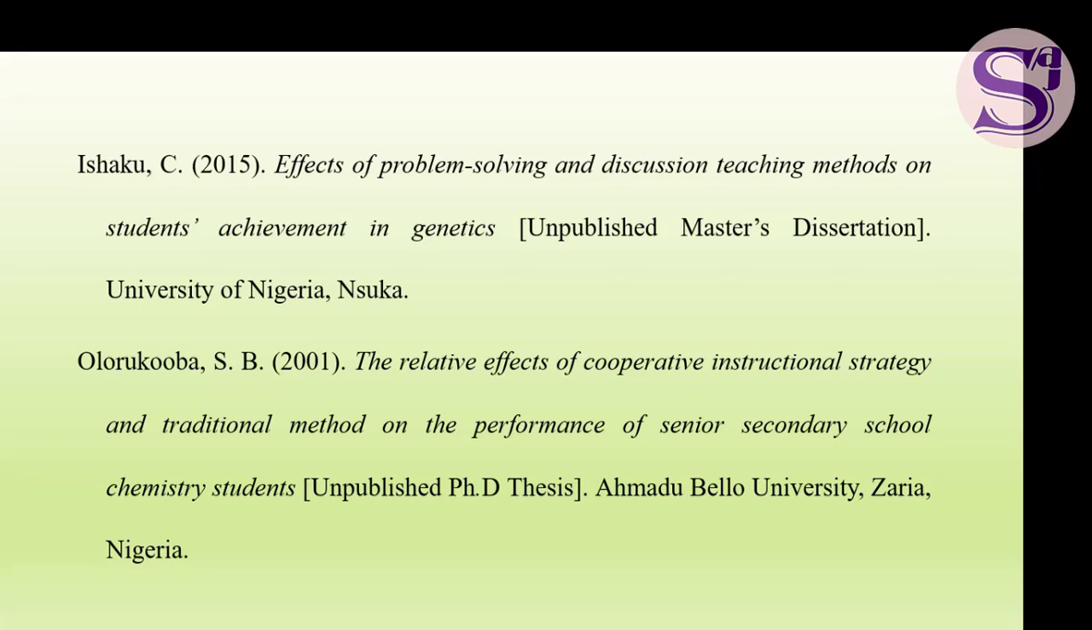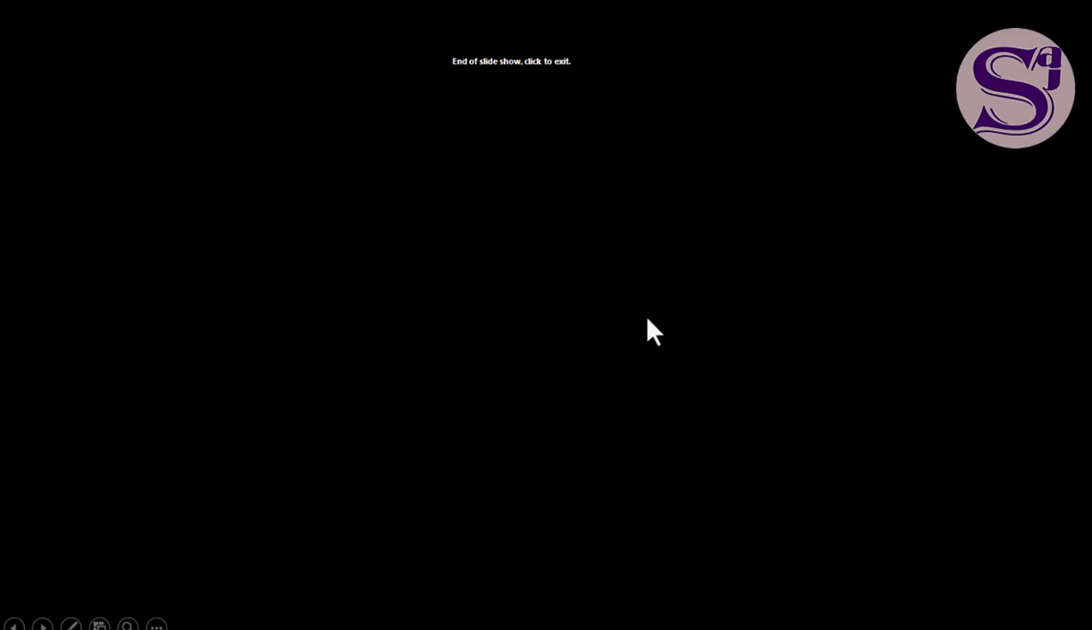The next one, the second format here, is from Oloruko. Then look at the year, then the title of the work, the relative effect of cooperative instructional strategy and traditional method on the performance of secondary school chemistry students. An unpublished PhD thesis enclosed in parentheses, then the awarding institute, Ahmadu Bello University Zaria. Now supposing that it has been published, maybe in a school database, there's a way to reference that. So in our next video, we'll look into that and other ways of referencing other research materials.